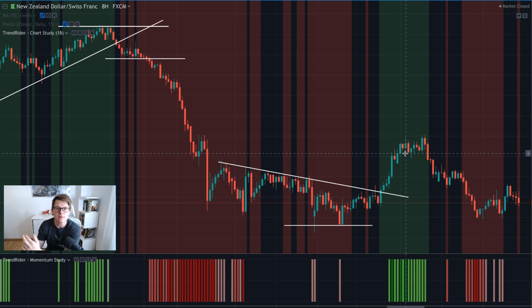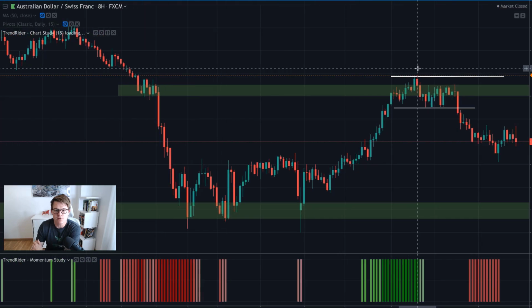And with everything in trading, nothing works 100%, but the Trend Rider has been programmed and developed for stability, for consistency. You don't get lagging signals. All the signals happen when they should happen. It gives you confirmation and helps you trade with confidence.